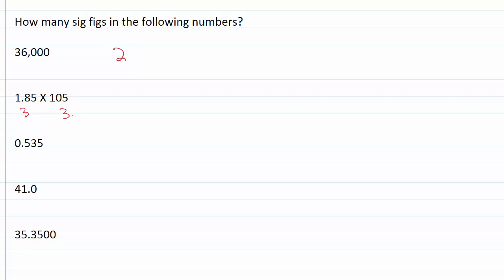Okay? Confined zeros do count. Here I've got a leading zero, which does not count, and then I've got 1, 2, 3 sig figs. And here I have a decimal place with a trailing zero, so 3 sig figs. And here I have a decimal place, 4 non-zero digits and 2 trailing zeros. The trailing zeros count because there's a decimal. So I've got 1, 2, 3, 4, 5, 6 significant figures here. So, counting sig figs.